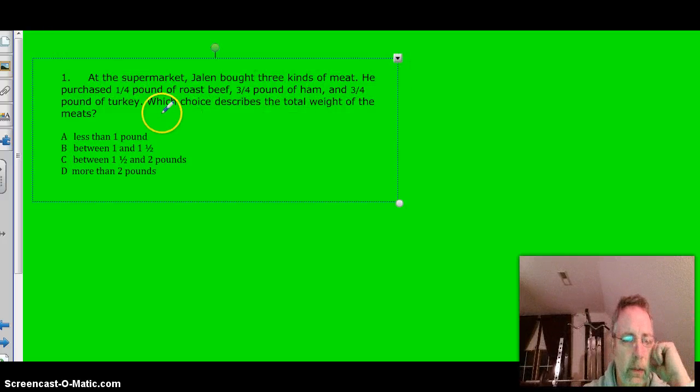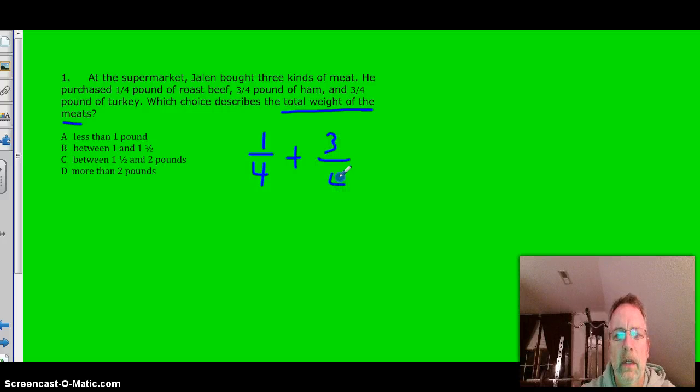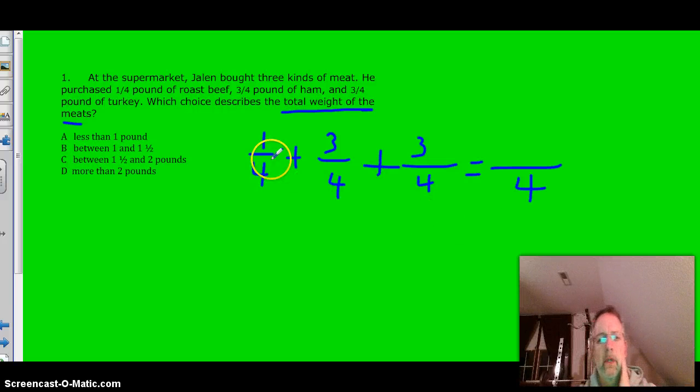All right, let's take a look at the next one. At the supermarket, Jalen bought 3 kinds of meat. He purchased a 1/4 pound of roast beef, 3/4 pound of ham, and 3/4 pound of turkey. Which choice best describes the total weight of the meats? So again, we're trying to find the total weight. So we would need to add our roast beef, which is 1/4 of a pound, plus our ham, which is 3/4 of a pound, plus our turkey, which is our other meat. Okay, so again, we're talking about fourths. So our denominator will be fourths. And 3 plus 3 plus 1 is 7/4.